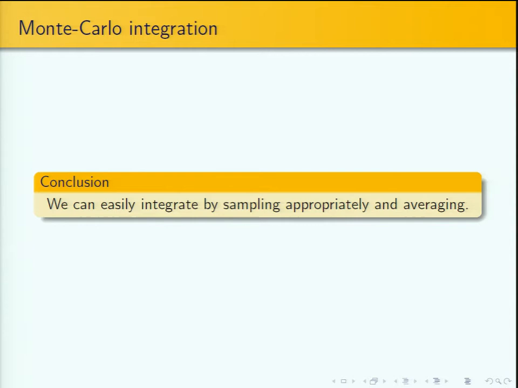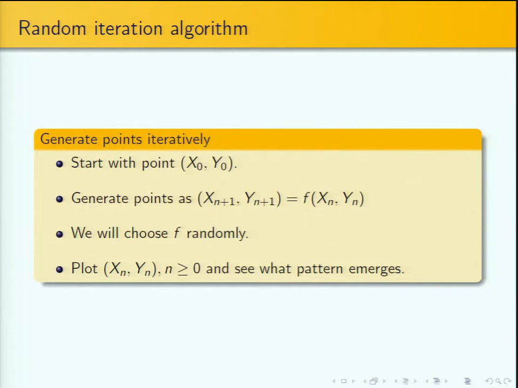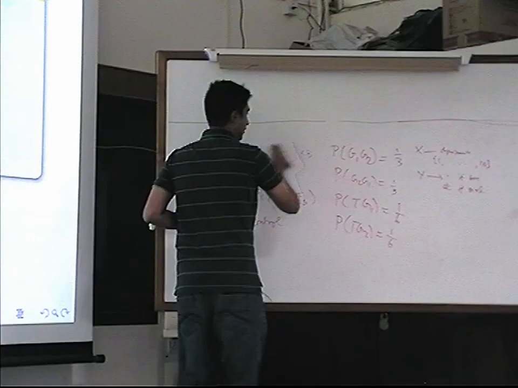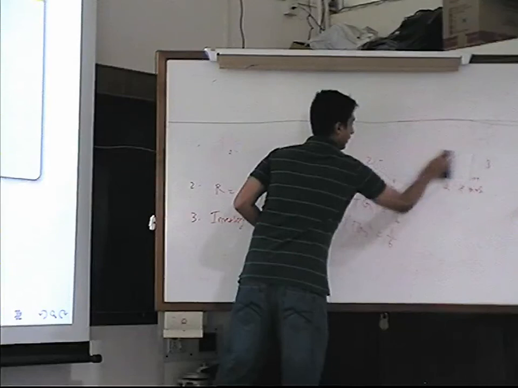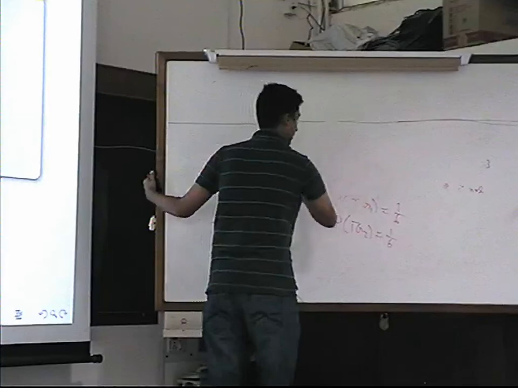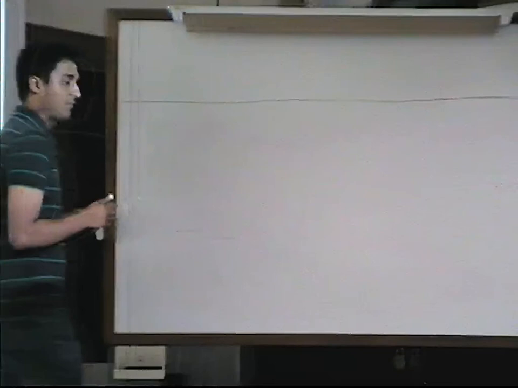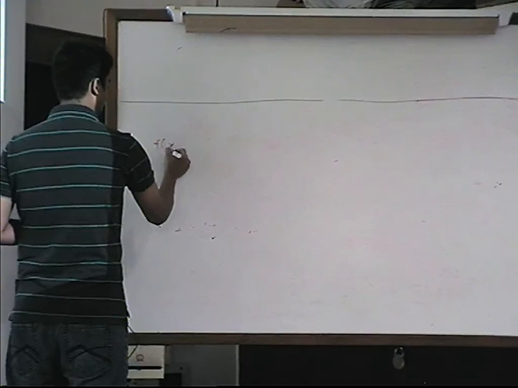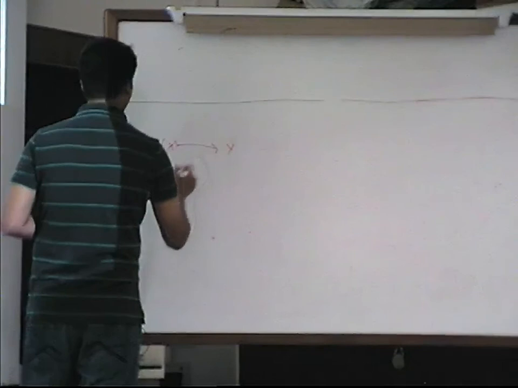Now let us come to the last section. You start with a point x naught, y naught, and you start going to the next point, as shown in the slide. So how do we do that? This is a blackboard. I'm going to plot one point x naught, y naught. Now I will apply the function f to this point, and then I'll move to some other point. So basically, that's what I'm doing.